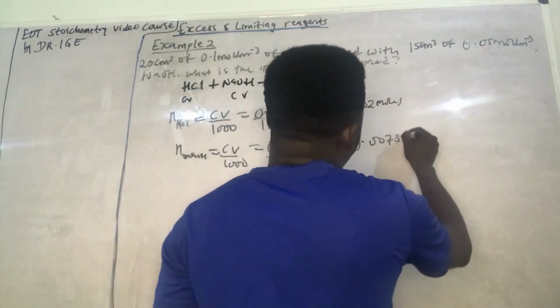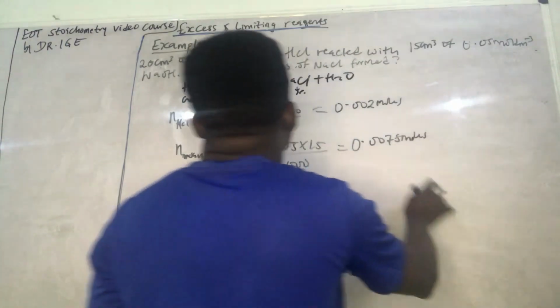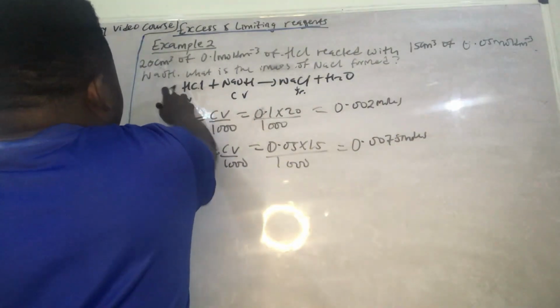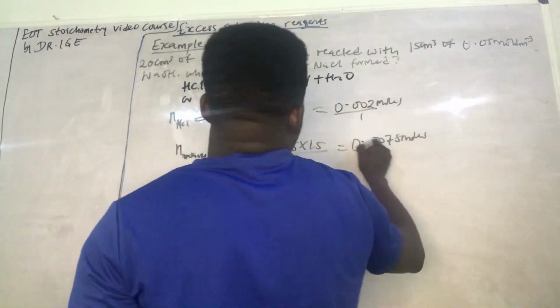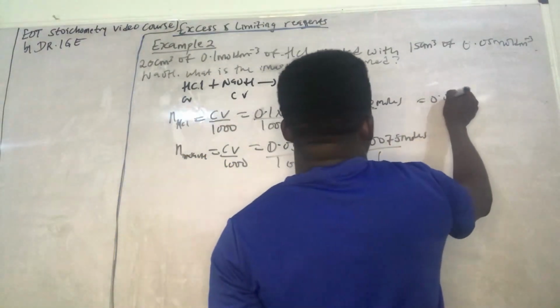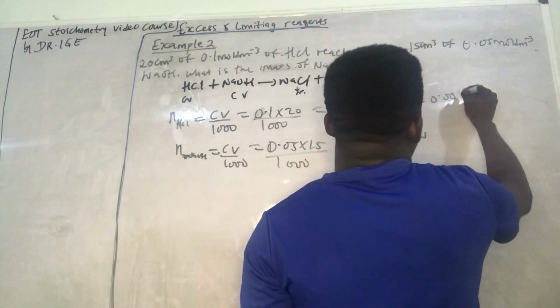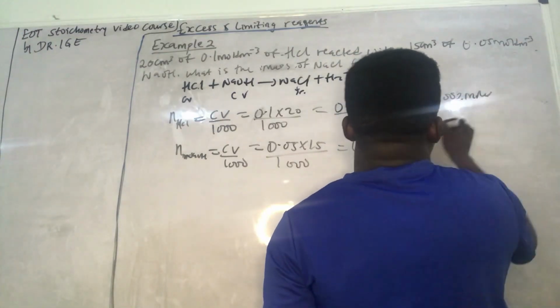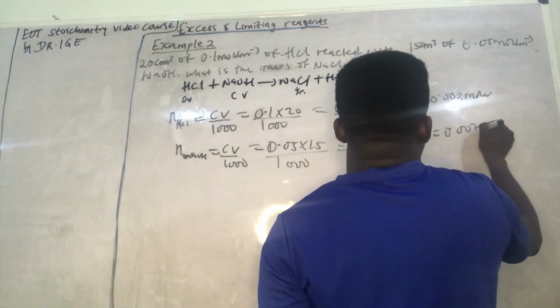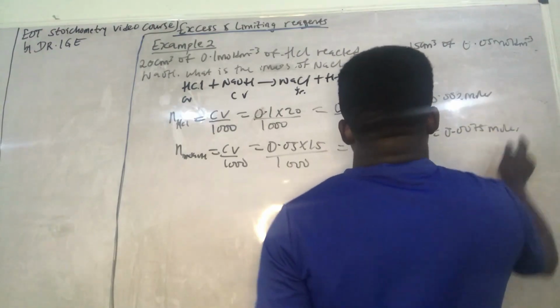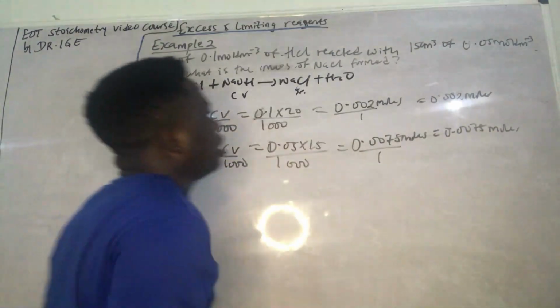2, 3, 4 moles. Now, you divide it by the coefficients here. This is over 1 and this is over 1 too. So this is still 0.002 moles. This one is 0.0075 moles because it is divided by 1. If you had 2 here, we would have divided by 2.